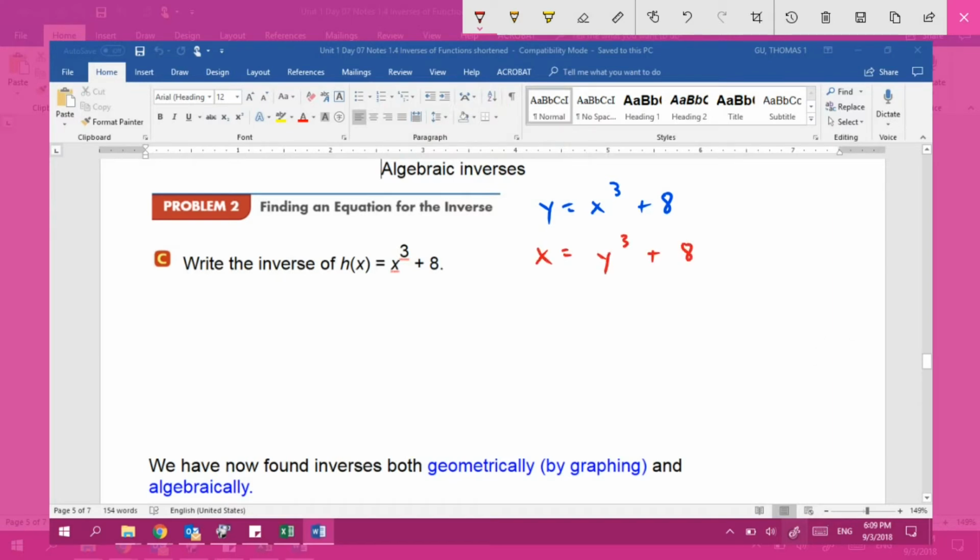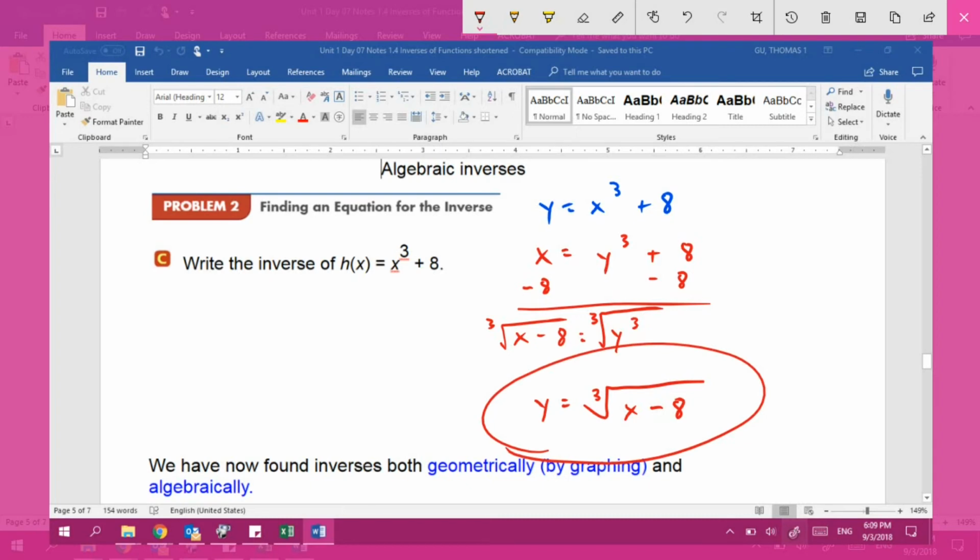And now let's solve for this. So we're going to subtract 8 on both sides. So now we have x minus 8 equals y cubed. And to get rid of the cube, we need to take the cube root. That's the square root symbol with a little 3 right here. And so my answer would end up being y equals the cube root of x minus 8. And that is the answer right there.